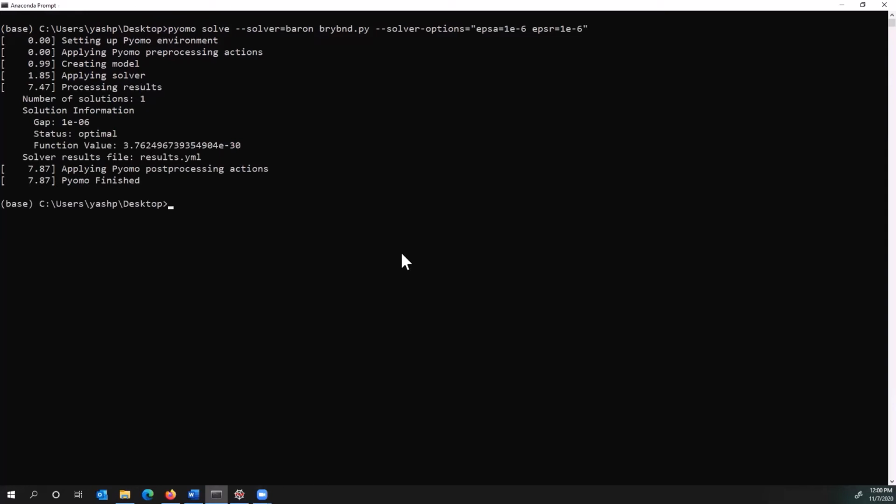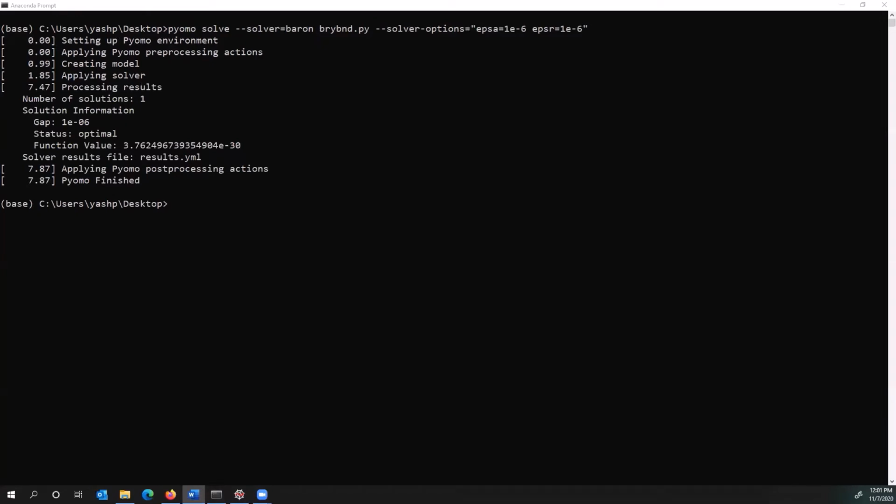BARON is able to solve the problem in a couple of seconds on my computer. The optimal objective is 0 for all practical purposes. This tells us that we found a solution to the system of nonlinear equations we were trying to solve as an optimization problem. How does BARON do this?